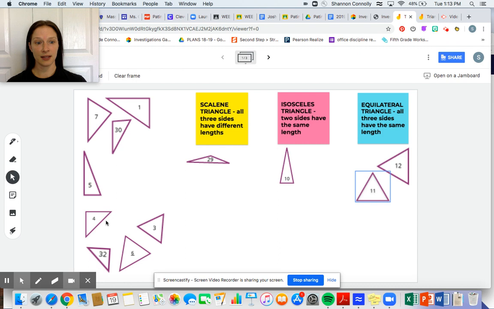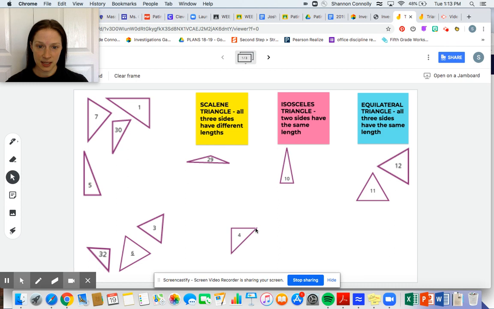Then let's look at triangle 4. I'm going to look at the sides closely. I can tell that this side is a lot longer than the other ones, but it seems like this side and this side are the same length, which they are. So I am going to call that an isosceles triangle.